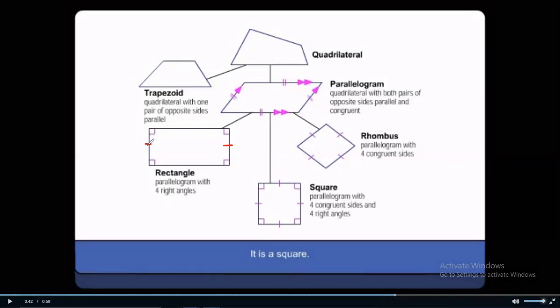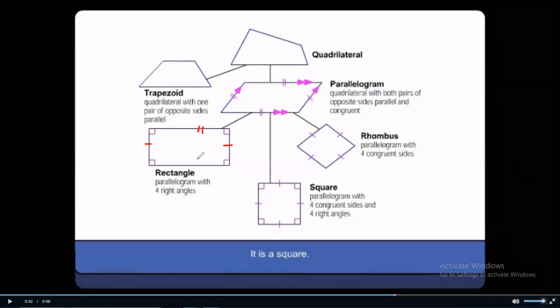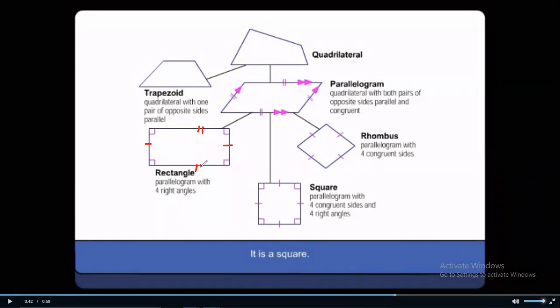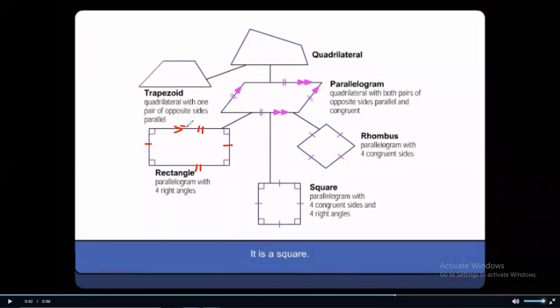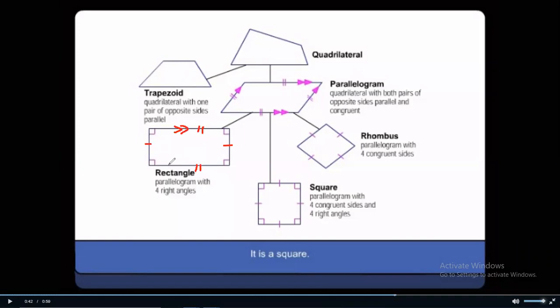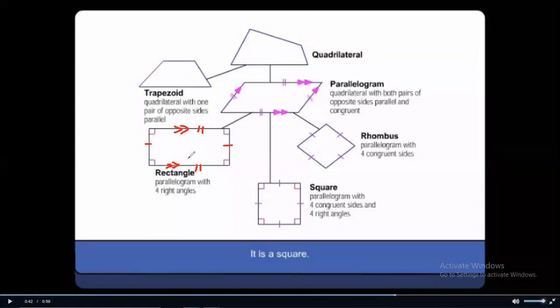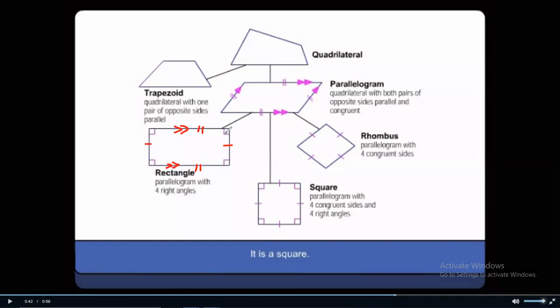There are two opposite sides that are equal, and the other two opposite sides are equal too. Also, each pair of opposite sides is parallel. The arrows on the sides of the polygon show they are parallel and equal to each other, right? And there are four right angles. All four angles are right.